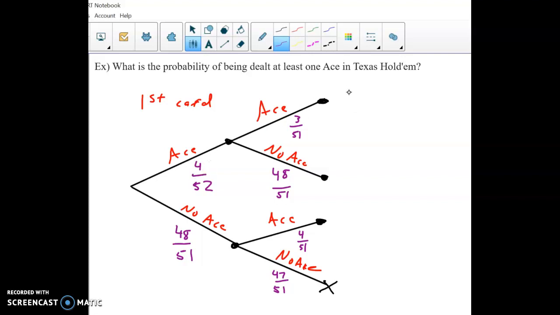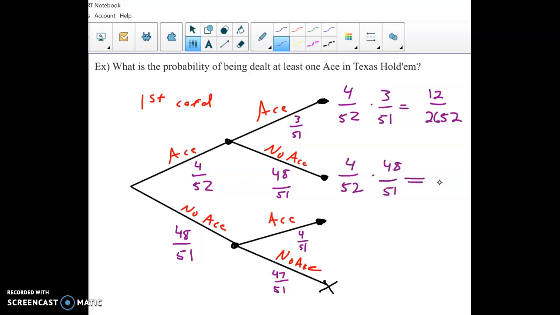So my first card, my chance was 4 out of 52. So my chance of getting an ace on the next one is 3 out of 51. If you multiply those together, you get 12 out of 2,652. So the chance you're getting 2 aces is not great. But let's look at this dot, an ace and then a no ace. So I would do 4 over 52 times 48 over 51. So the denominator would be the same, 2652, and then just do 4 times 48.